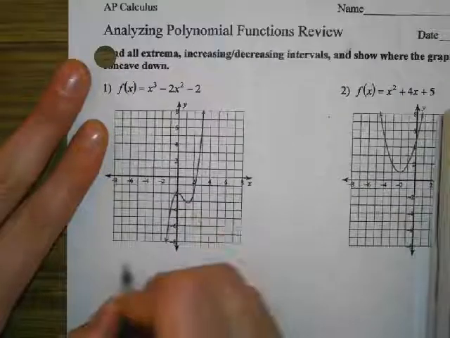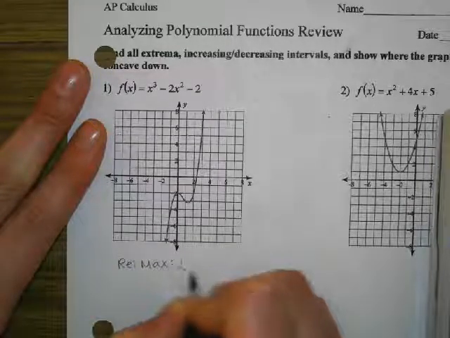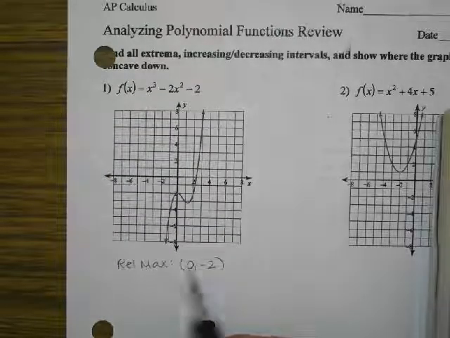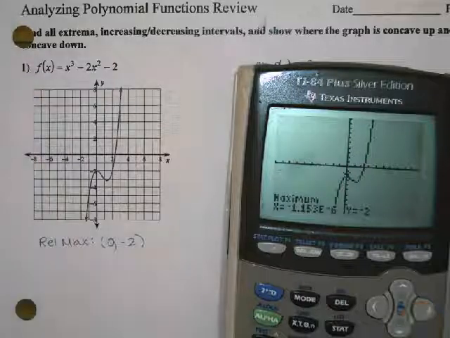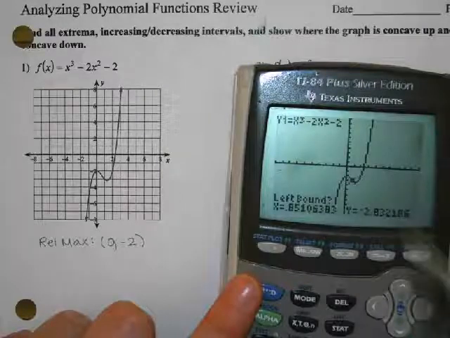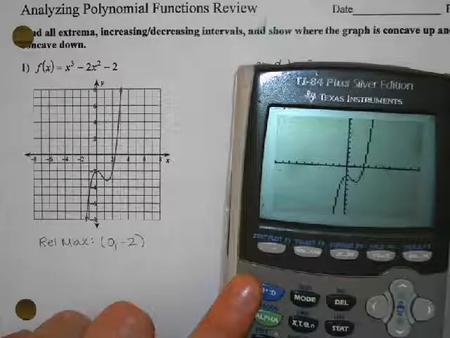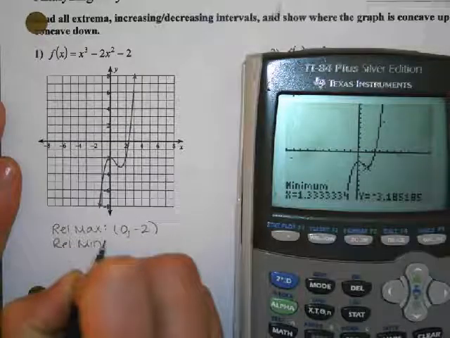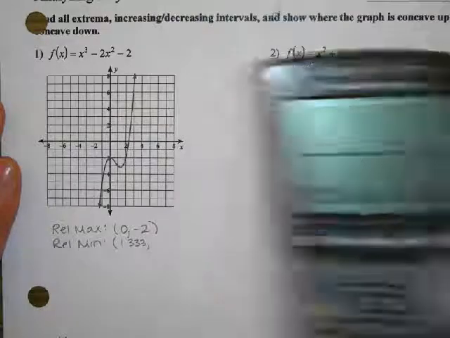And so I'm going to say here that my relative, or my local max, is at the point 0, -2. Of course, we know that the relative max is located at 0 with a value of -2. We're going to be consistent with how we're describing these things. So looking for the relative minimum. My relative minimum is down here. So right now I'm on the left side of it. I'm going to scroll over until I'm on the right side of it. And my relative minimum is at the point 1.333, -3.185.